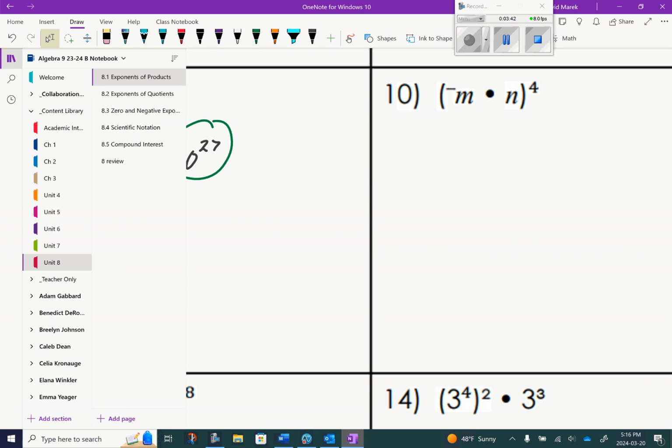For number 10, that's supposed to look like negative m times n to the 4th, which means, sorry, we're supposed to take negative m to the 4th times n to the 1st to the 4th. Well, I guess both of them to the first power. Now again, raising something to the 4th power means you multiply it by itself 4 times. So we have negative m times negative m times negative m times negative m. 4 negatives makes that positive.